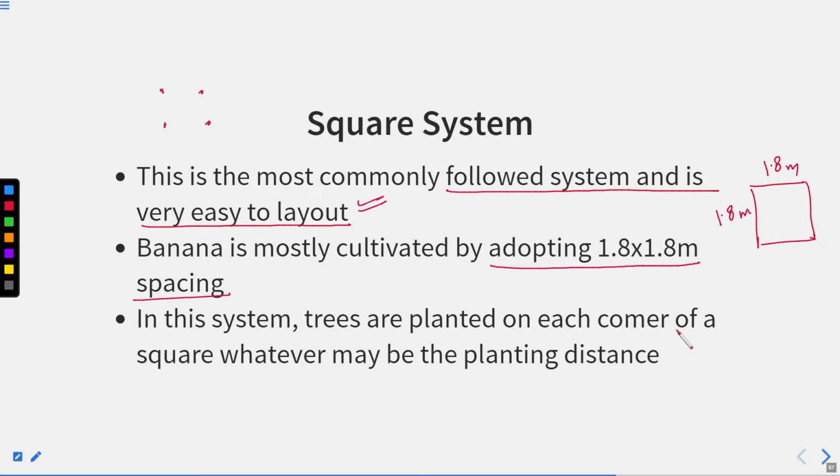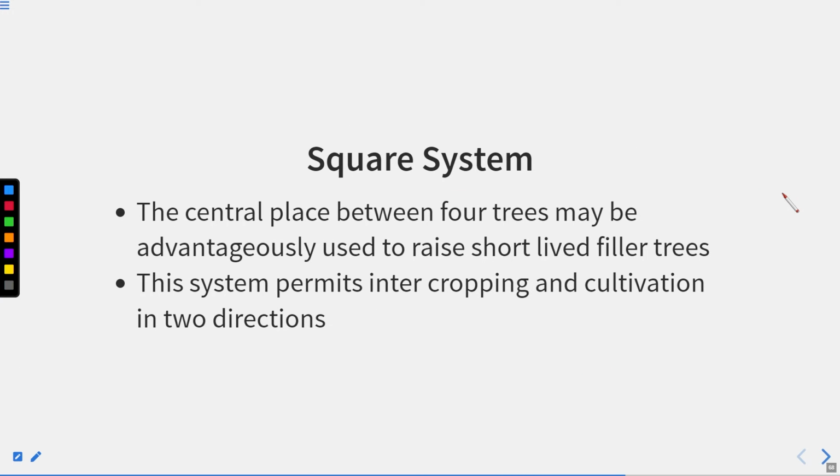So in this system, trees are planted at each corner of a square, whatever may be the planting distance. So here one plant will be there. Here also one plant will be there. At each corner of the square, you can have one plant. So in this way, we have to decide our square system. That is the square layout.